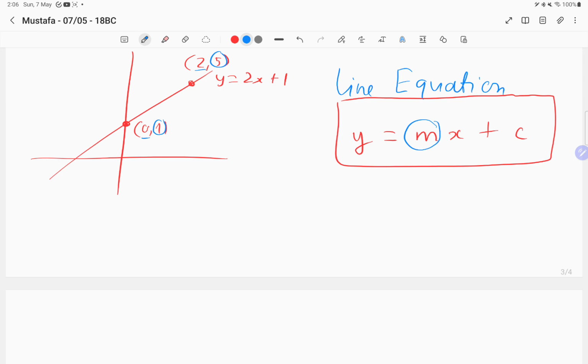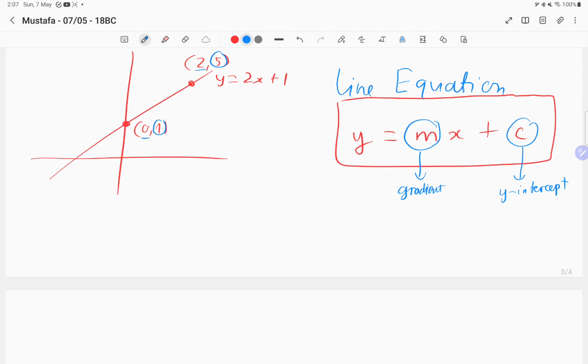This is the m that you're talking about. So y equals mx plus c. This is the generic line equation. m is the gradient, and c is always the y-intercept. So this is the gradient-intercept form of the line. Shouldn't it be G? You can write G for gradient, but normally the formula is y equals mx plus c.